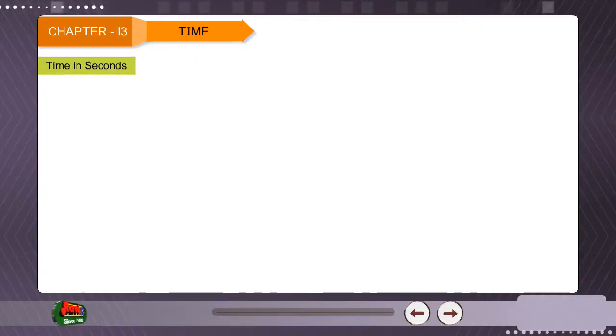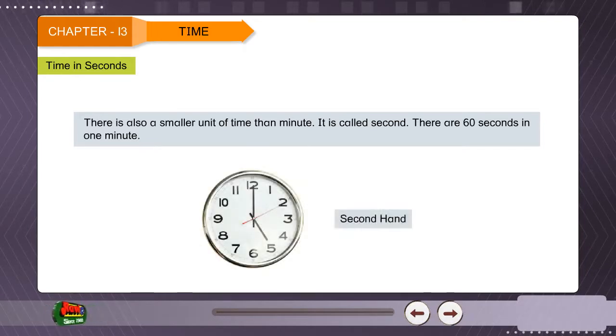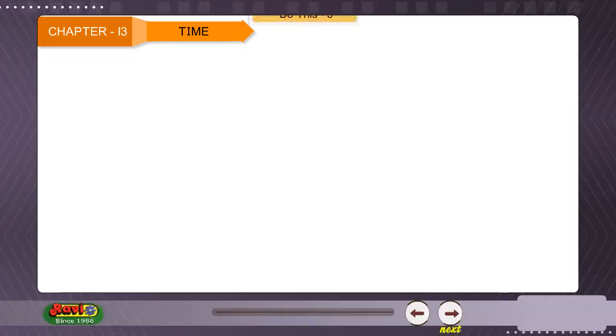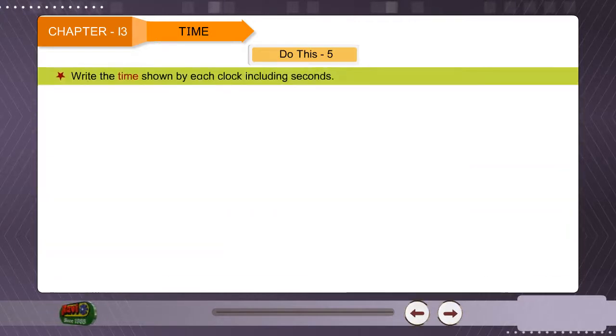Time in seconds. There is also a smaller unit of time than minute. It is called second. There are 60 seconds in 1 minute. Second hand. Do this. 5. Write the time shown by each clock including seconds.